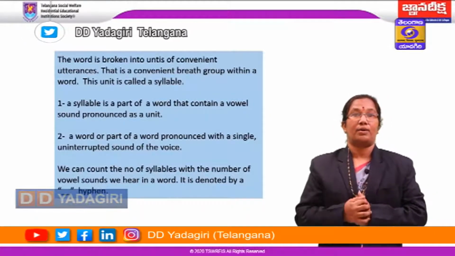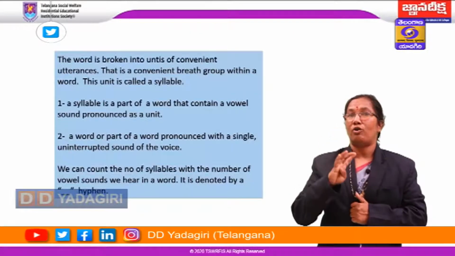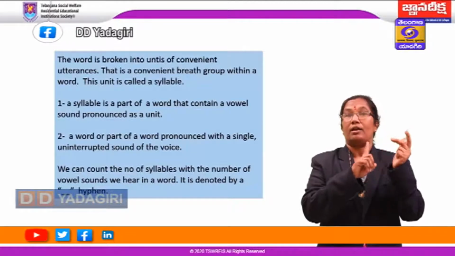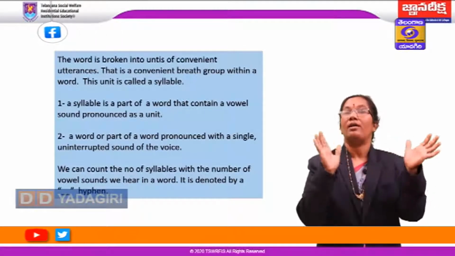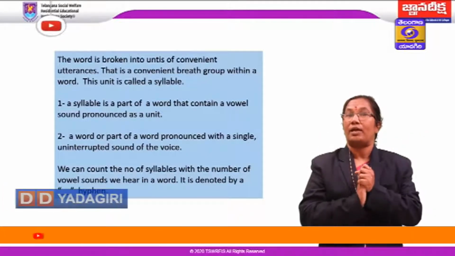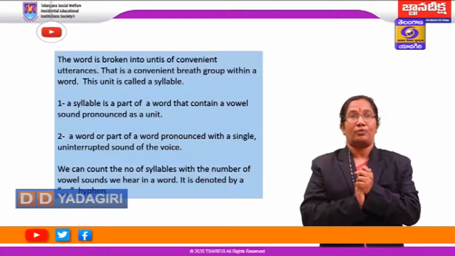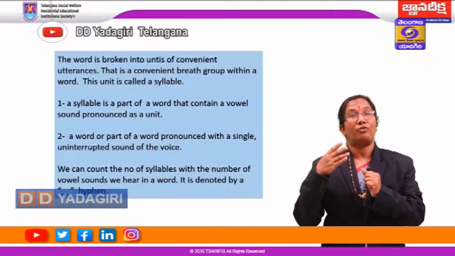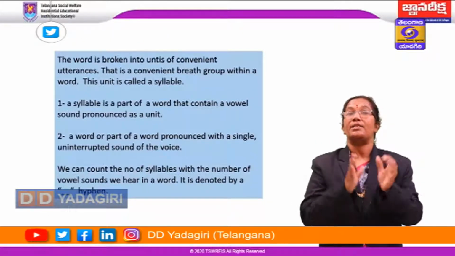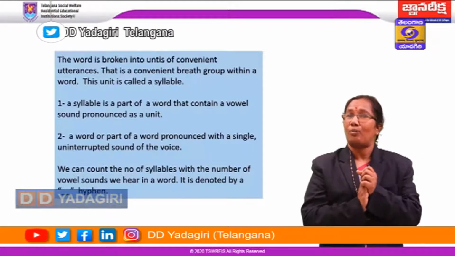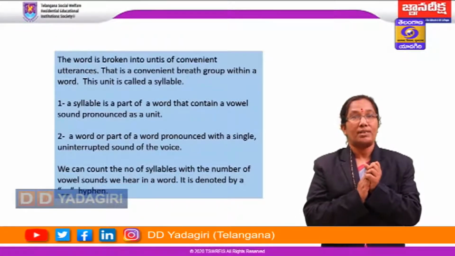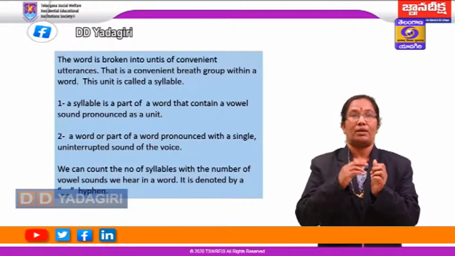Here, in the first word, institution, we hear 4 vowel sounds in the word. So we can say there are 4 syllables in the word. In the second word, agree, how many vowels are there? There are 2 vowel sounds. So we can say the word has 2 syllables.